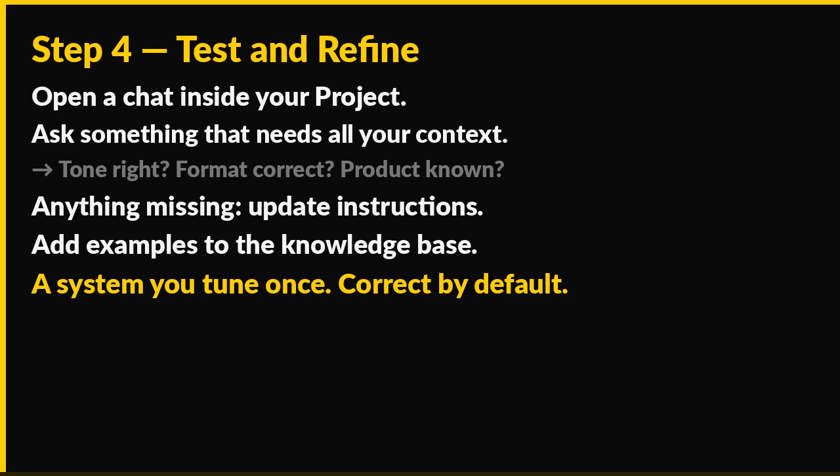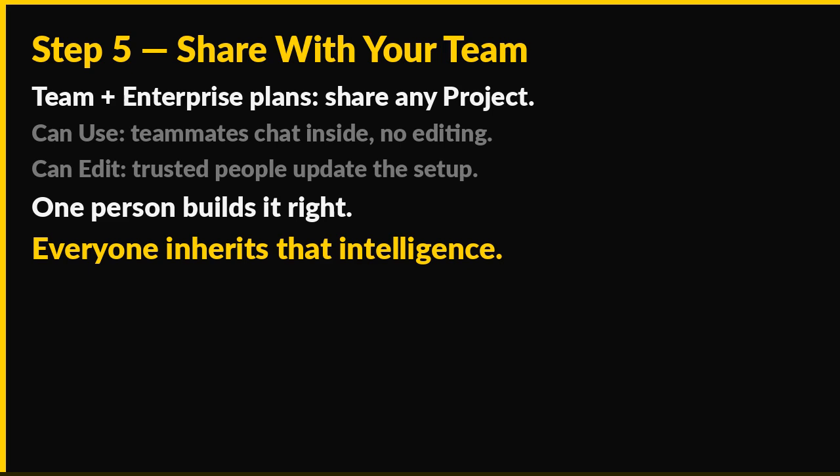Step 5. Share it with your team. On team and enterprise plans, you can share projects with specific teammates by email or make them available organization-wide. The permissions work cleanly. Can use lets teammates chat inside the project without editing the setup. Can edit lets trusted collaborators update the instructions and knowledge base. This means one person builds the project, the whole team benefits.